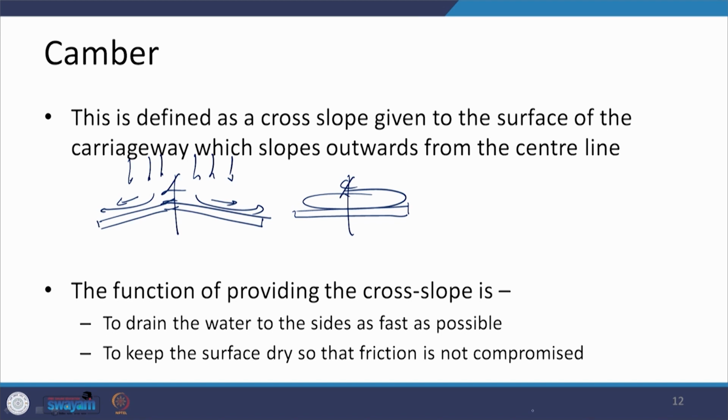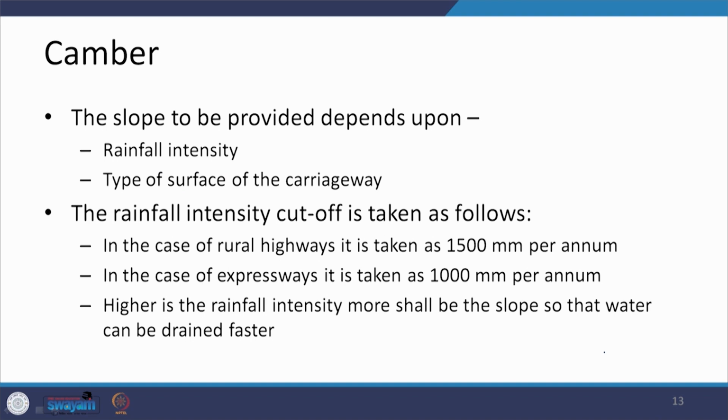So, it is also going to make a difference in terms of the friction which is going to be there. That is the reason why we are providing the camber. Now, when we are providing this camber and a slope, what should be the value of the slope? This value of the slope is going to be decided on the basis of two factors: one is the rainfall intensity and another one is the type of surface of the carriageway.